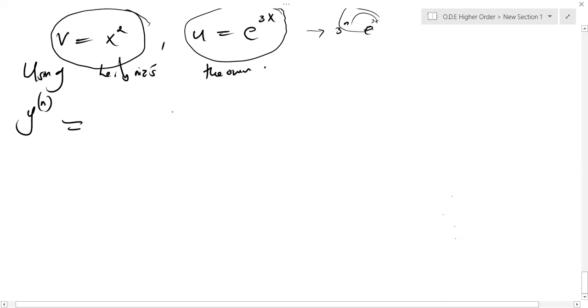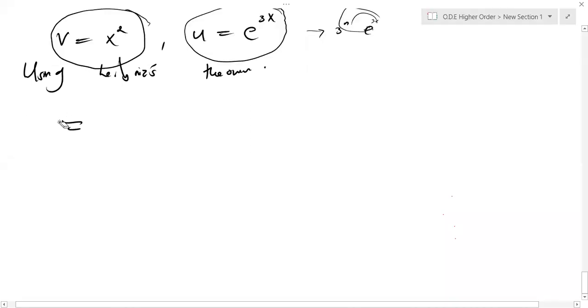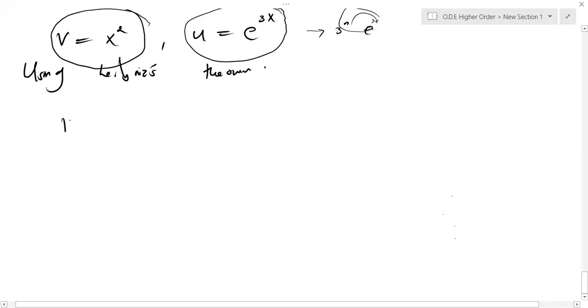And one thing we need to note is the value of our v. If we differentiate it the first time, what do we get? We get 2x. For v2, we get 2, okay? v3 will be 0. Let me write it here so that we have it in mind. Differentiating v the first time, the derivative will give us 2x. The second time, the derivative will give us 2. The third time, the derivative will give us 0.